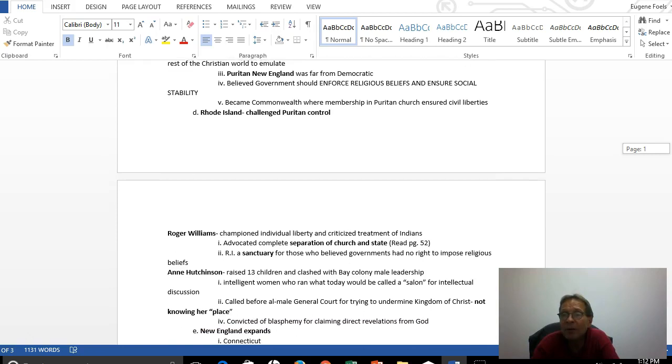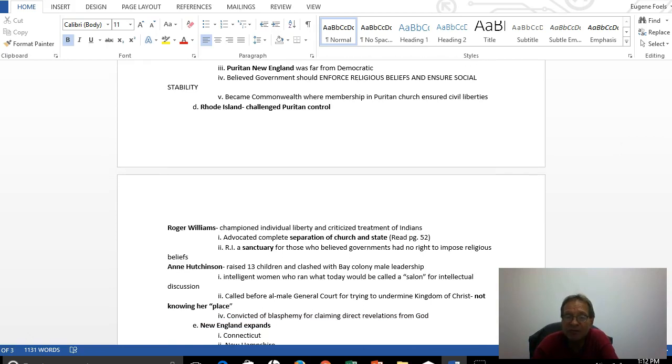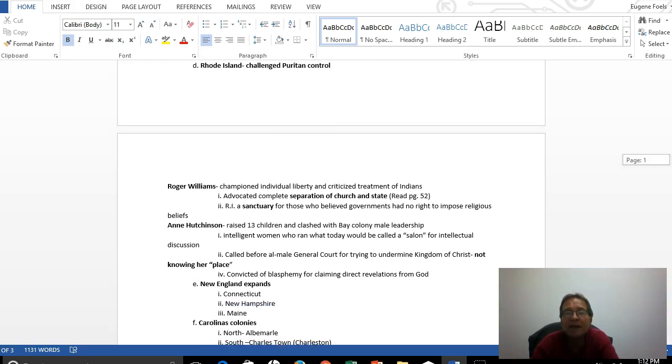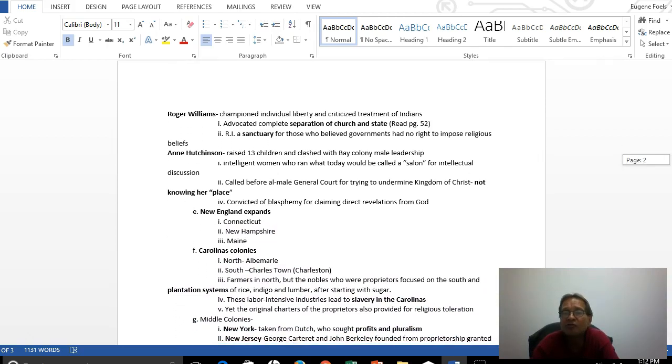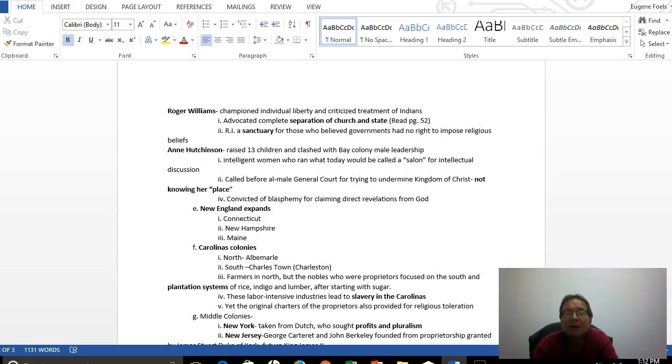We talked about Puritans and their need to escape persecution. Rhode Island will develop mainly because it objects to the practices of the Puritans, and from the beginning Roger Williams will champion individual liberty, and he is the guy who helps establish the idea of the separation of church and state. Rhode Island will become a sanctuary for those who believe governments have no right to impose religious beliefs on them.